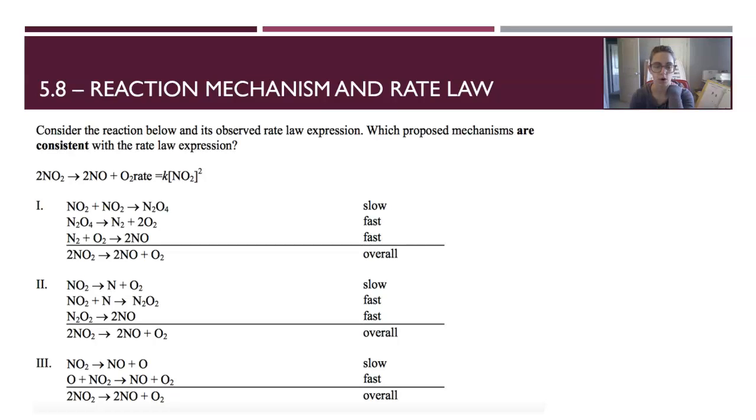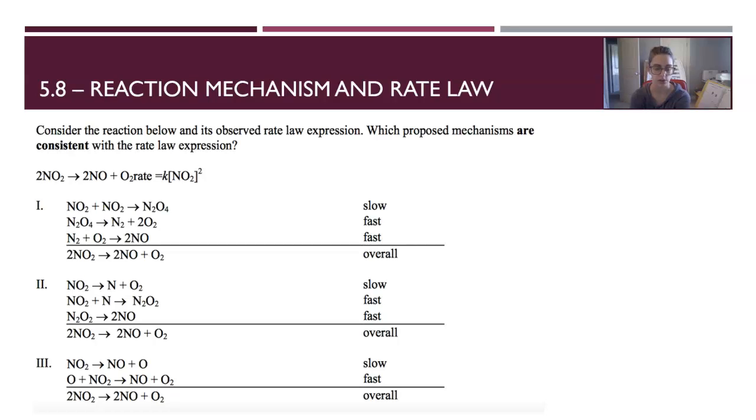So reaction mechanism 1, the slow step is the first one, the first elementary reaction, and the rate law for that elementary reaction would be NO2 squared because the two reactants are two NO2s. So that one is consistent. If we look at proposed mechanism 2, our slow step is still the first step, but in this mechanism, our slow step is 1 NO2 producing N and O2. So the rate law for this elementary reaction would just be K times the concentration of NO2, which is not consistent with the rate law. So that one does not match.